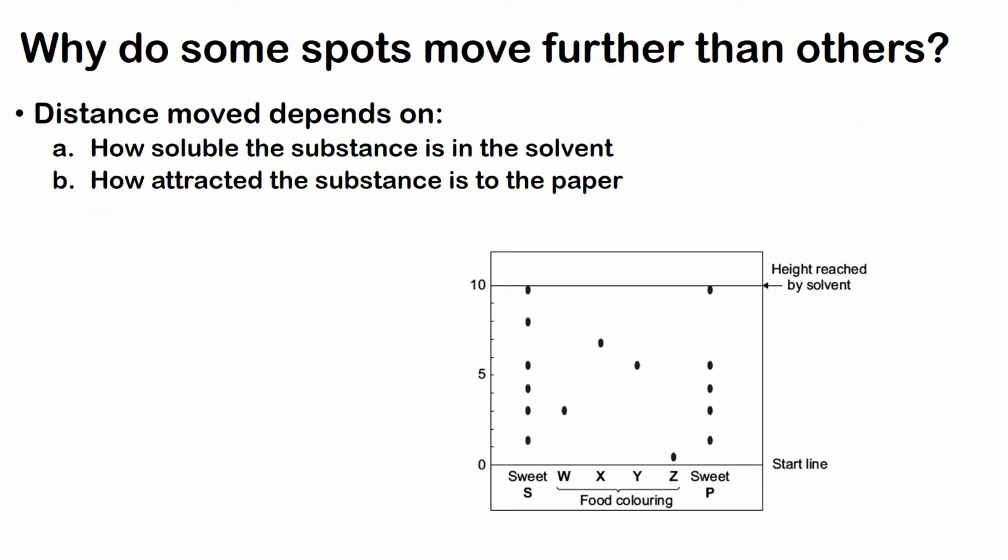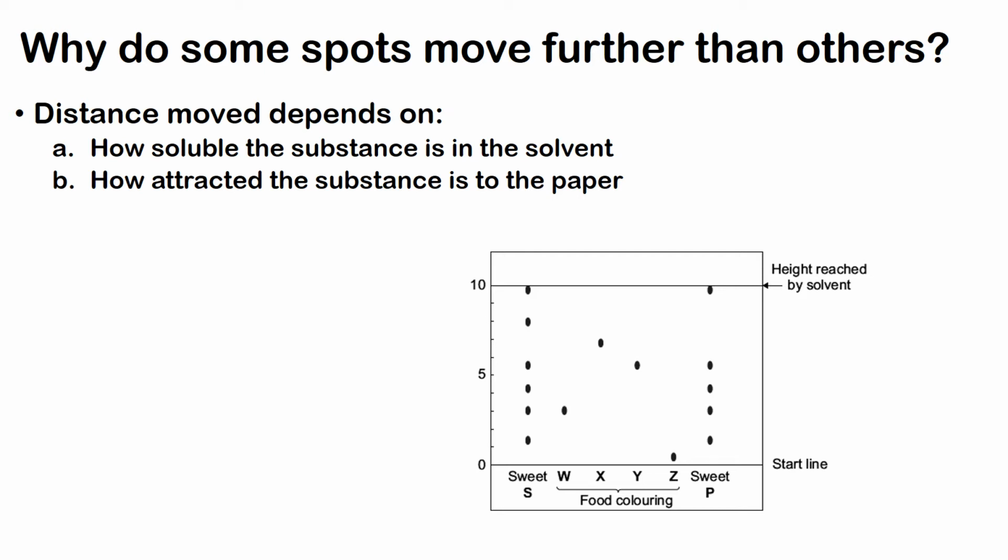Okay, so let's get into it. Why do some spots move further than others? Well, the distance the spots moved is dependent on 2 factors. Those factors are how soluble the substance is in the solvent and how attracted the substance is to the paper. So there might be a force of attraction between the paper and the substance. Now, if that force of attraction is really strong, then the substance will tend not to move very far up the paper because it'll be attracted to the paper and stuck there, and the solvent will struggle to pick it up and carry it. So substances that have a high attraction to the paper tend not to move as far.